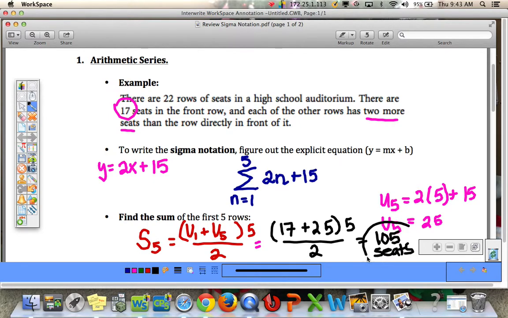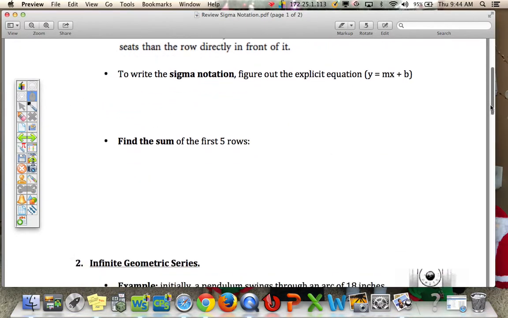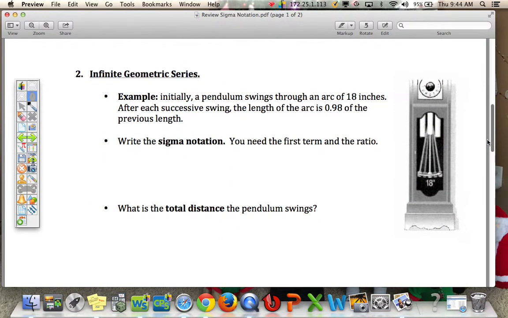So there's an example using the arithmetic formula. First term plus last term times the number of terms divided by 2. Here's an example of the sigma notation. Put the linear equation here, starting with your first term and going to whatever term you're looking for. Let's take a look at what if it's an infinite geometric series.